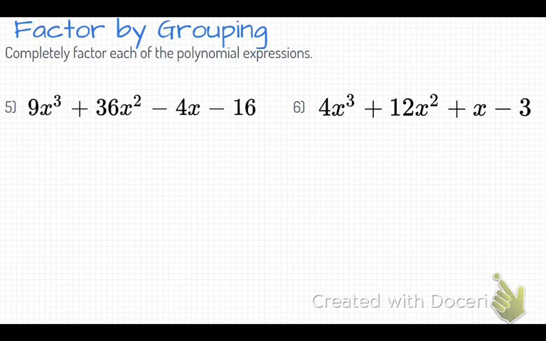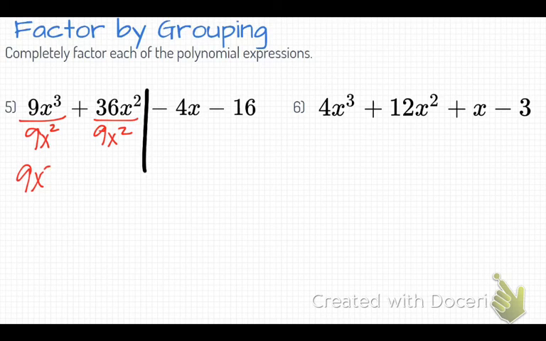Do I have a GCF? No, I don't. Okay, because some of the numbers are divisible by 9, some are divisible by 3, some are divisible by 4, but none of them are divisible by all of them. So no, I don't have a GCF. So between 9x cubed and 36x squared, what is my GCF? 9x squared, good. So I'm left with x plus 4, right? Okay.